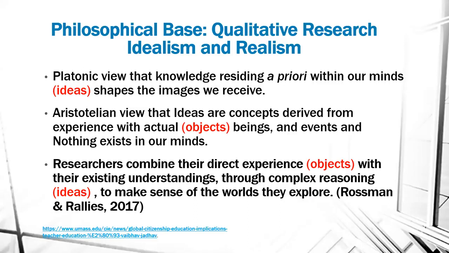When a teacher becomes a researcher, he should know about all kinds of philosophy behind his own research. That's why I very much appreciate the lines drafted by Rossman in her book, where she clearly mentions that a researcher combines their own direct experience, direct experience with objects, with their existing understanding through complex reasoning, to make sense of the world, to explore and find things. So a researcher should start their research this way. I'm saying any kind of research, but basically in qualitative research, he should believe in both angles.